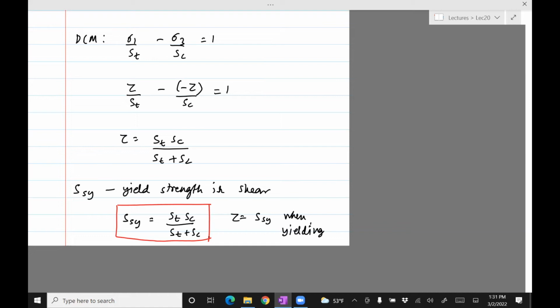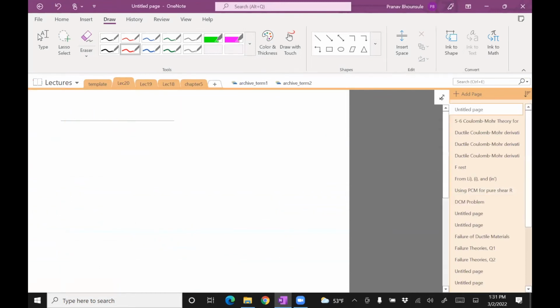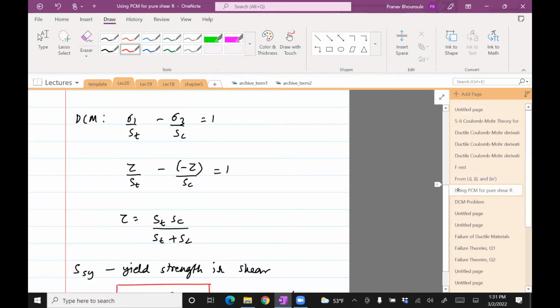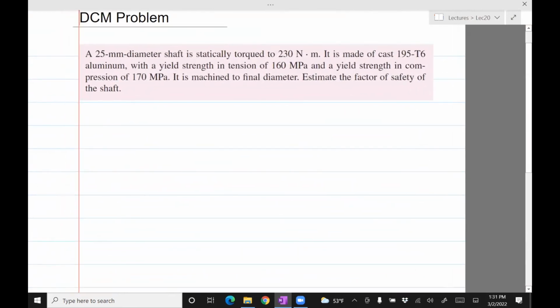Okay, so let's see if we can apply what we have here for DCM on a problem. Here's the problem. It should be on Blackboard.